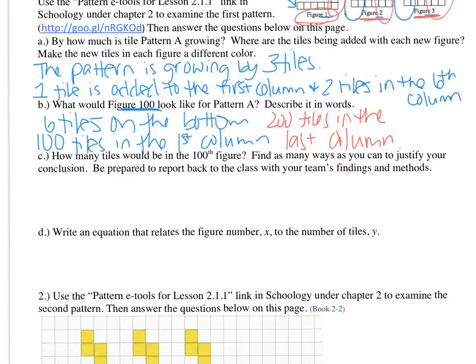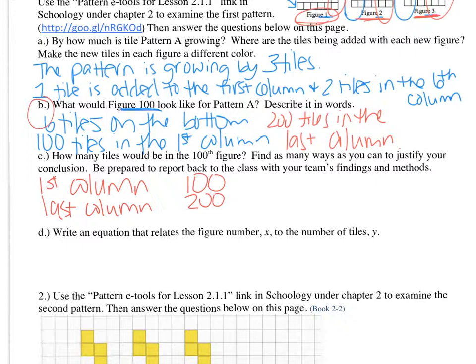Part C, how many tiles would be in the 100th figure? If we go back to Part B and take a look at what we wrote, we're going to have 6 tiles on the bottom. That's going to be there regardless of what's going on. There's going to be 100 tiles in the first column and 200 in the last column. So I'm just going to break this down and say that the first column is going to be 100 tiles. Then we have the last column, which we know is going to be 200 tiles. And then in between the first and the last column is 4 tiles. So if we add all of that up, there should be 304 tiles in the 100th figure.